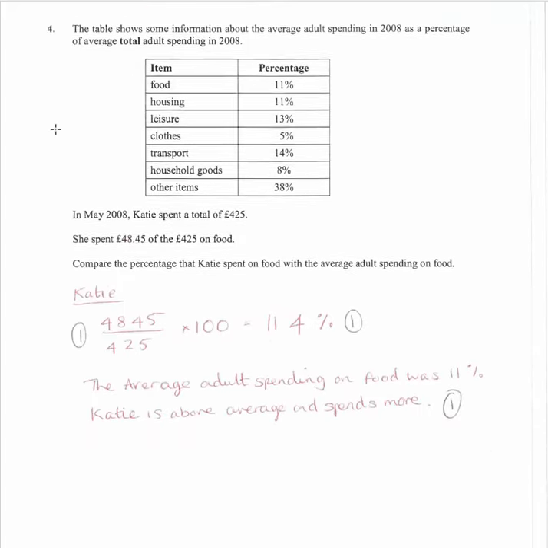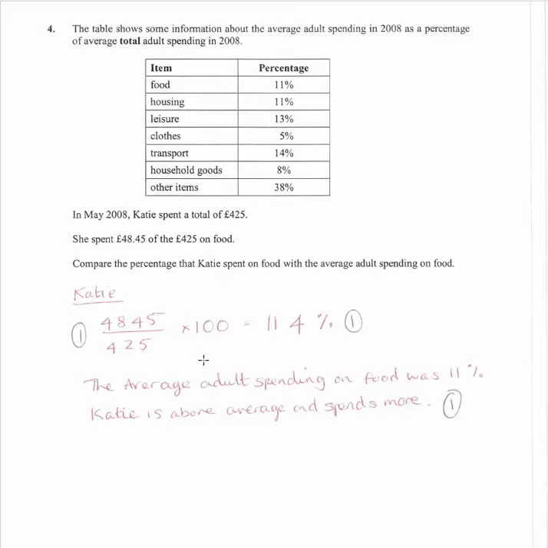The table shows some information about the average adult spending in 2008 as a percentage of total adult spending in 2008. In May, Katie spent a total of £425 and she spent £48.45 out of that money on food. Compare the percentage that Katie spent on food with the average adult. Well, the most common way of doing it is what's been done here. Okay, it's going to be 425 out of 4,845. This fraction's upside down.